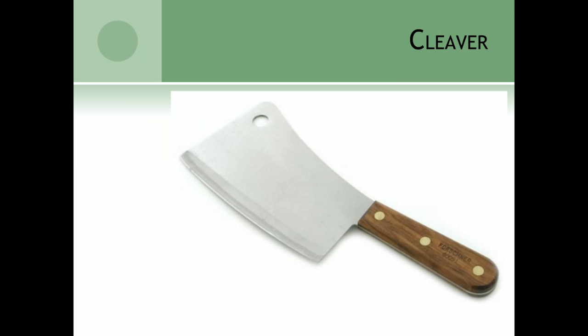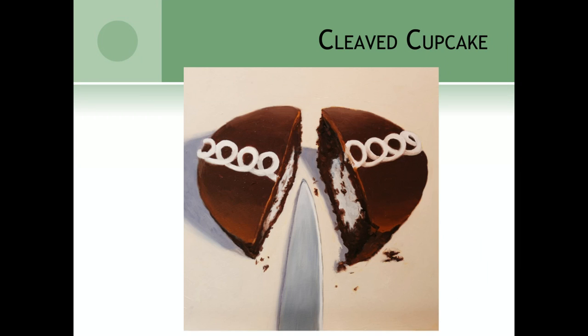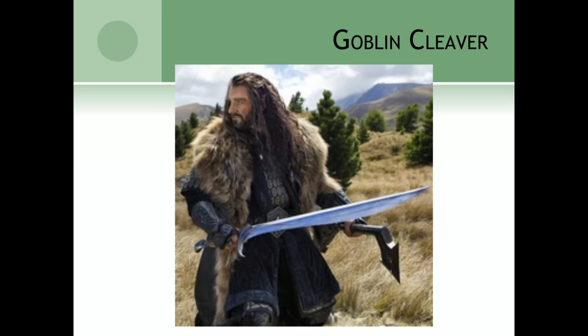Now, to give you an idea of real life, this is a type of knife called a cleaver. It is designed to split open things along a smooth, flat surface, which is why it's such a long, tall blade. Here we have a cleaved cupcake. It's been split open and is pretty smooth along where it broke apart. And for those of you who ever watched the Lord of the Rings or the Hobbit trilogy movies, there was an actual sword called the Goblin Cleaver because it split open goblins along smooth, flat surfaces.